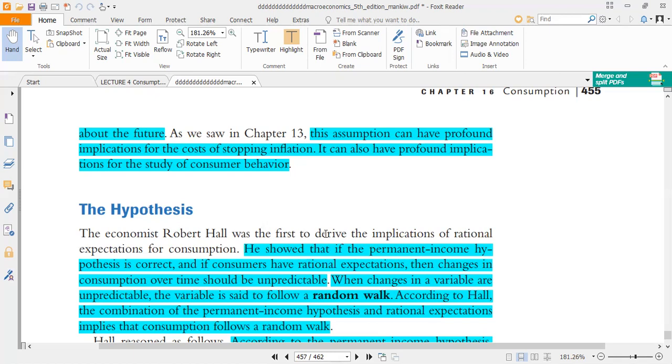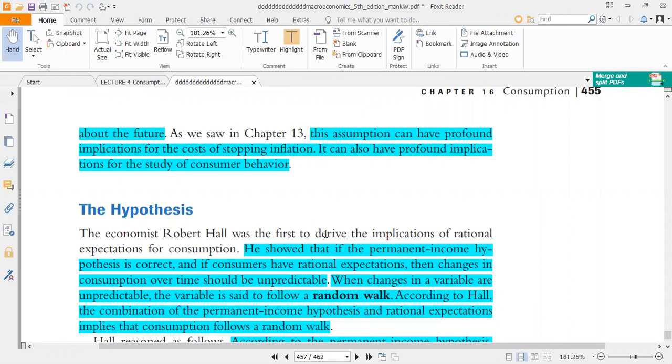So the basis of the random walk hypothesis is that if the consumer is forward-looking and he is using rational expectations, then changes in consumption over time should be totally unpredictable. If there is no unpredictable news which can change the expectations of the consumer, then consumption will be stable. Consumption wouldn't change at all. But as soon as there's some unpredictable news or event which will change the consumer's expectation about his lifetime income, then we expect an unpredictable change in his consumption.